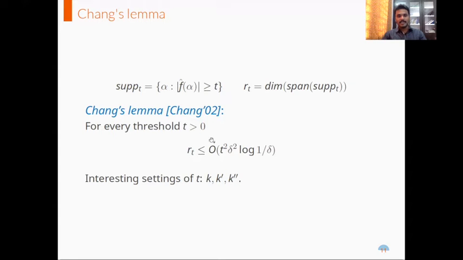Okay, what is Chang's lemma saying? Chang's lemma gives an upper bound on R_t in terms of this threshold parameter and the weight of the function. The bound is the following. Chang's lemma says that R_t is upper bounded by t^2 delta^2 times log(1/delta), and this holds for every threshold t. What we study is Chang's lemma for these three interesting parameters, which are k, k prime, and k double prime. For example, when you put t equals k, we get the bound that R_t is less than k^2 delta^2 log(1/delta), and so on. We get three bounds, one for each of these parameters.